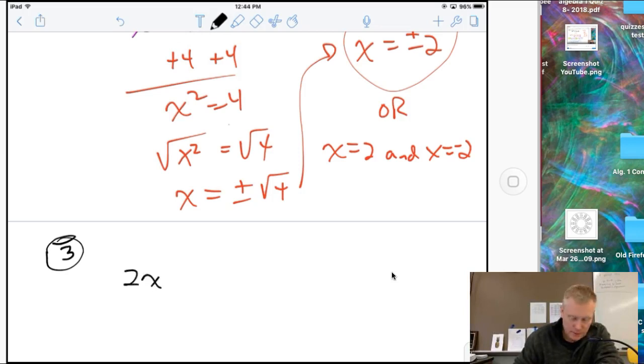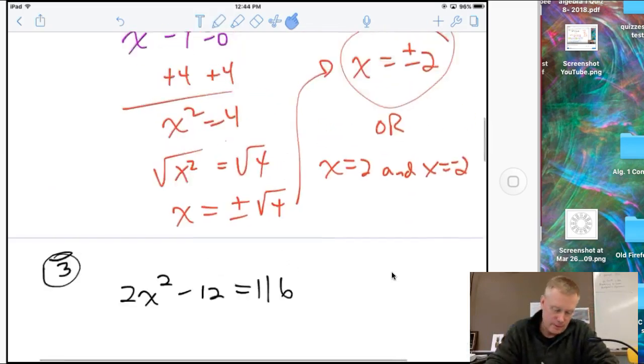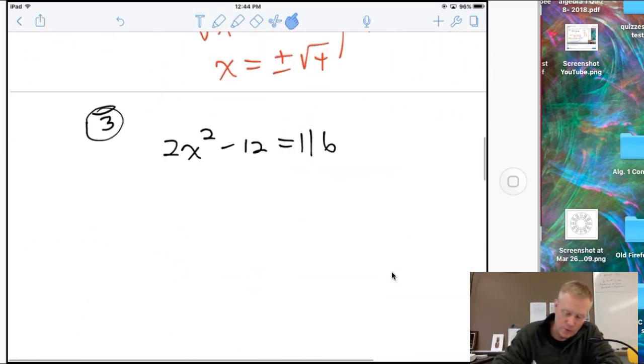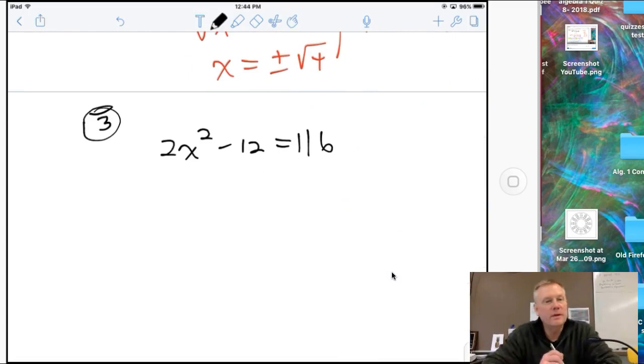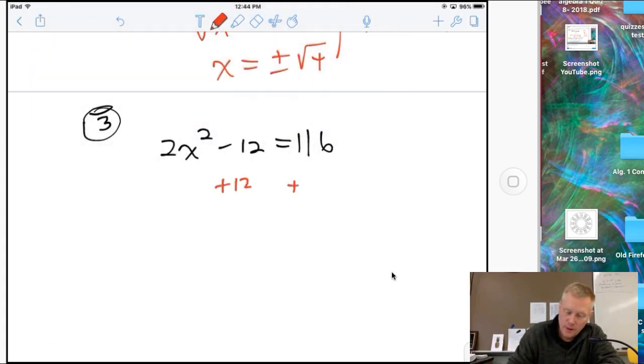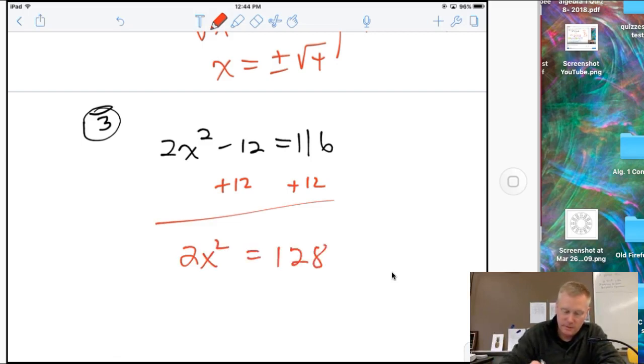2x squared minus 12 equals 116, and the directions are the same. Solve. What are the solutions to that? I'm going to get the x squared alone, but first I've got to get the 2x squared alone. So I'm going to add 12. And when I do that, I get x squared equals 128.